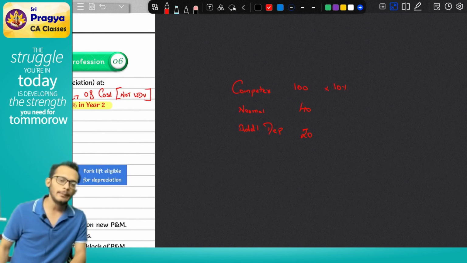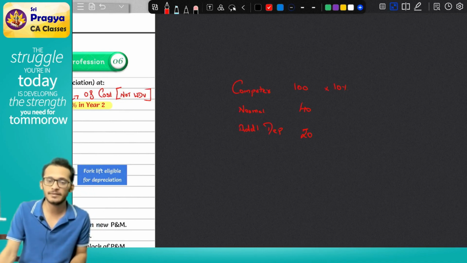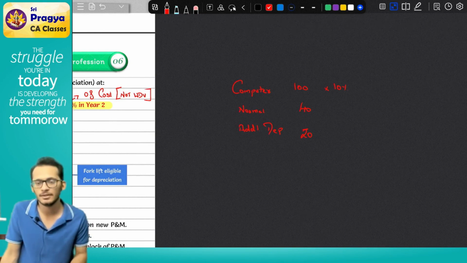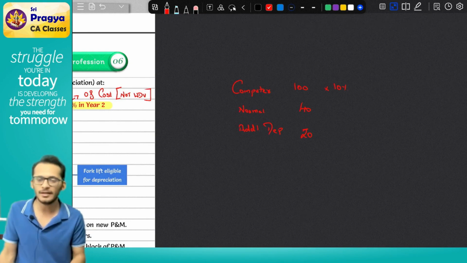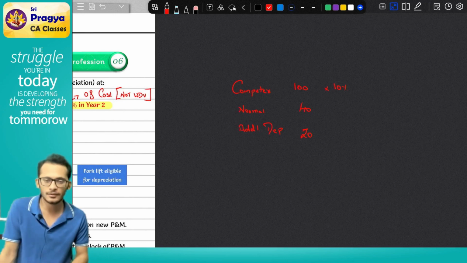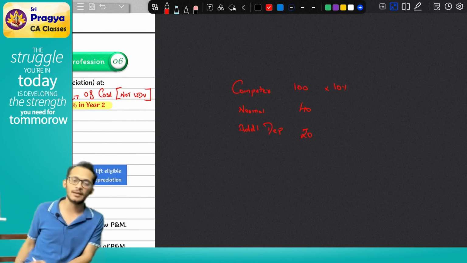Rule number two: it should not be an asset which you have installed in your office premises. It should be installed in a factory. Rahul, I installed it in my office premises. If you have installed it in office premises, this is as good as an admin asset. You are not using it for manufacturing, so should I give you additional depreciation? No. Therefore, rule number two, do not claim any additional depreciation on assets which are installed in office.